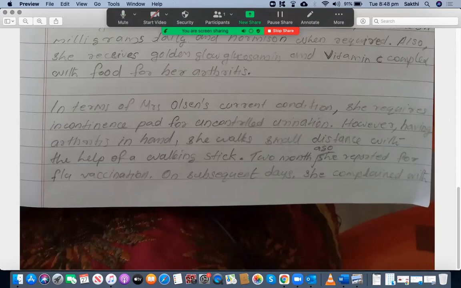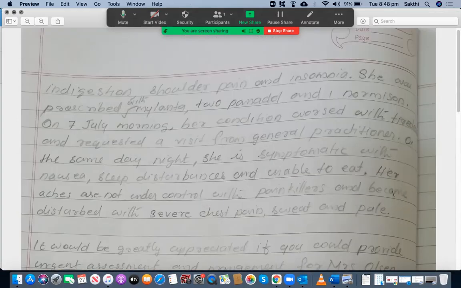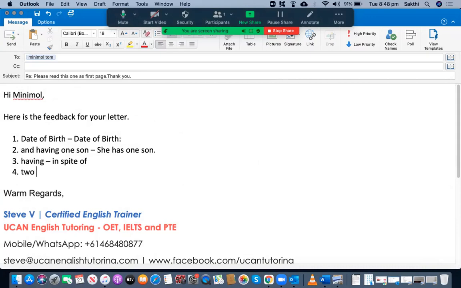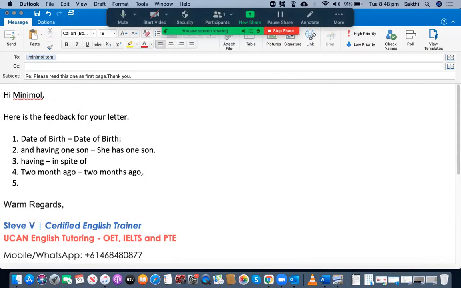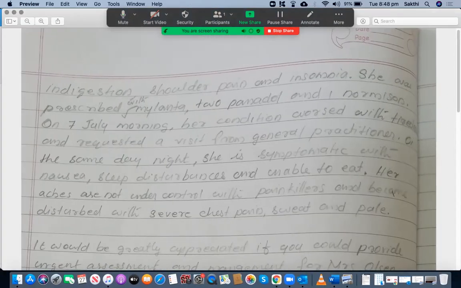Two months ago, she reported for flu vaccination. So, let's say she reported for flu vaccination 2 months ago. That's wrong. It's actually "2 months ago," and you should have placed a comma after "ago" as well. There should be a comma, right? All right. Let's go to the next one.